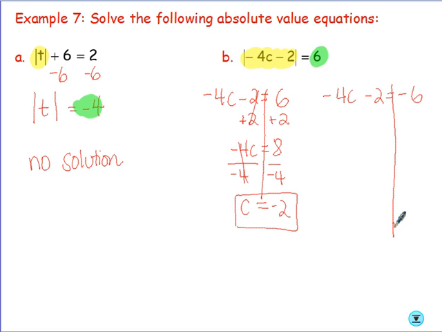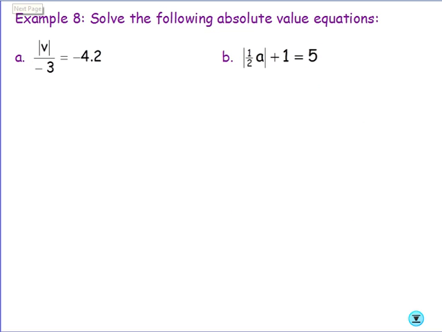Same exact steps on this equation. Add 2 to both sides. We get negative 4c equals negative 4. Divide both sides by negative 4. We end up with c equals positive 1. So hopefully you got both of those correct. Let's see how you did then on example 8.